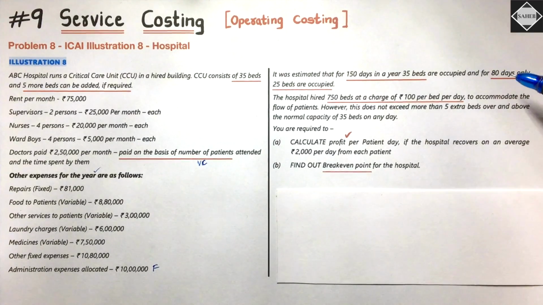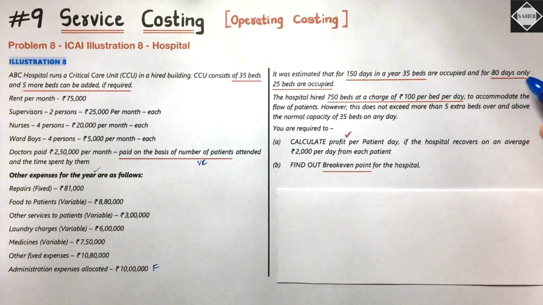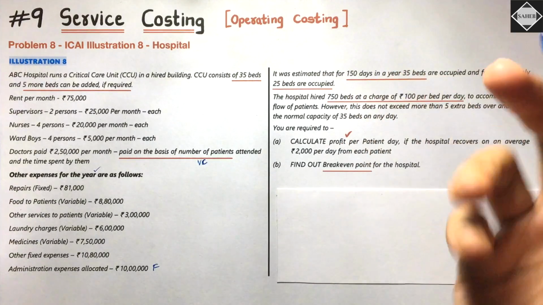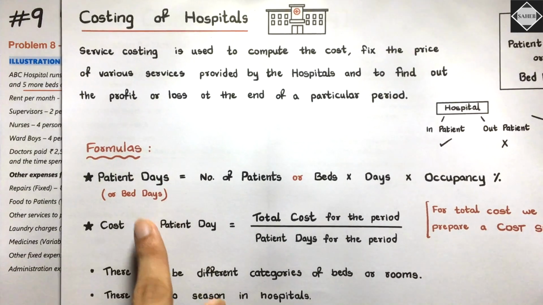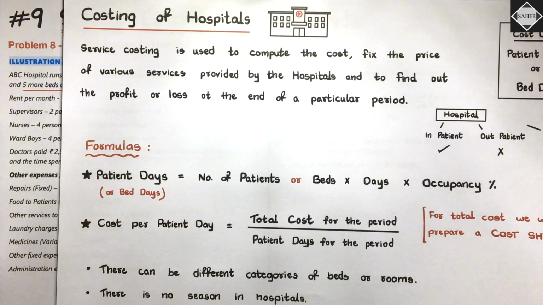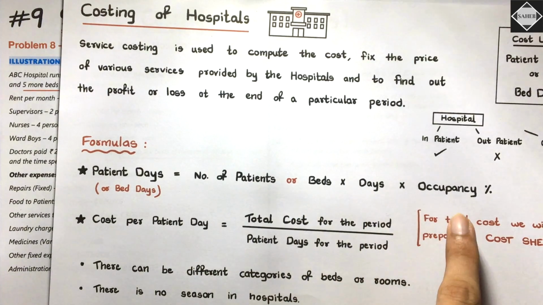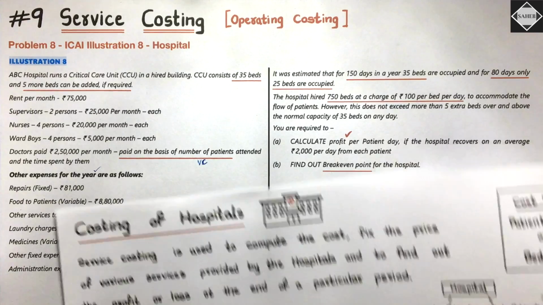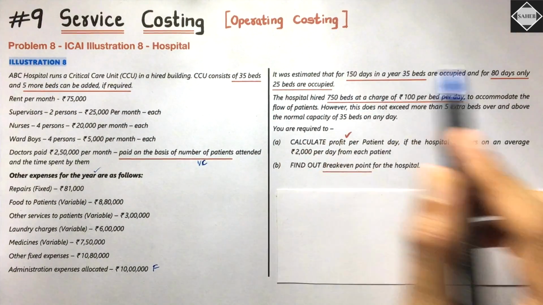And for 80 days, only 25 beds are occupied. Okay, for 80 days, only 25 beds are occupied. So they are giving you the information to calculate the denominator. What is our denominator? Denominator is patient days, or bed days you can say, right? How do we calculate number of patients or beds? Into days we do, into occupancy. But here directly they are telling you, so occupancy is not required, percentage is not required, directly you can calculate. Fine. So that's what they said.